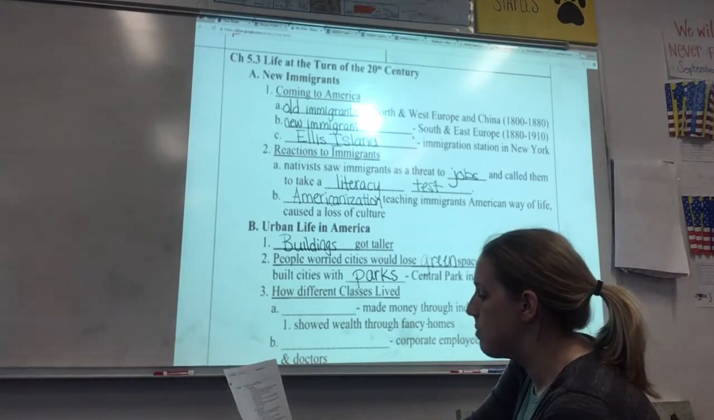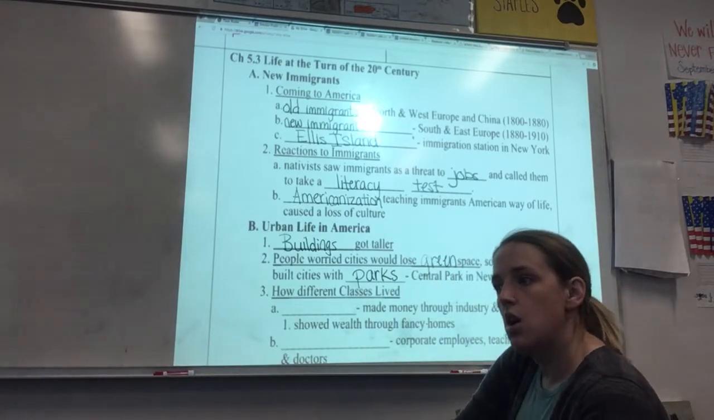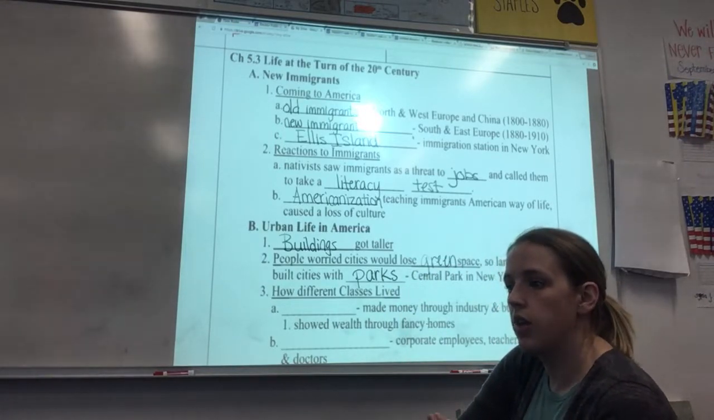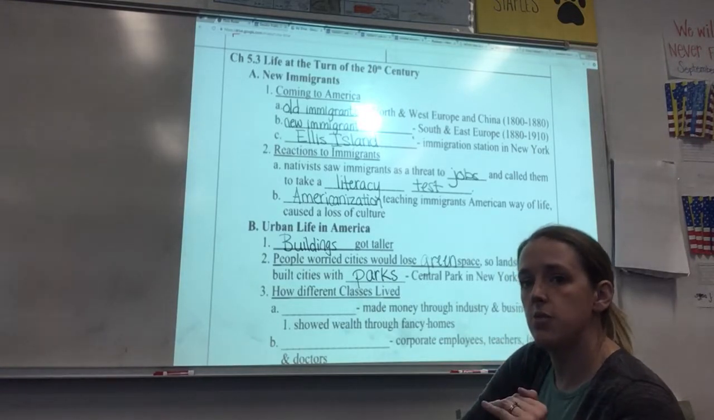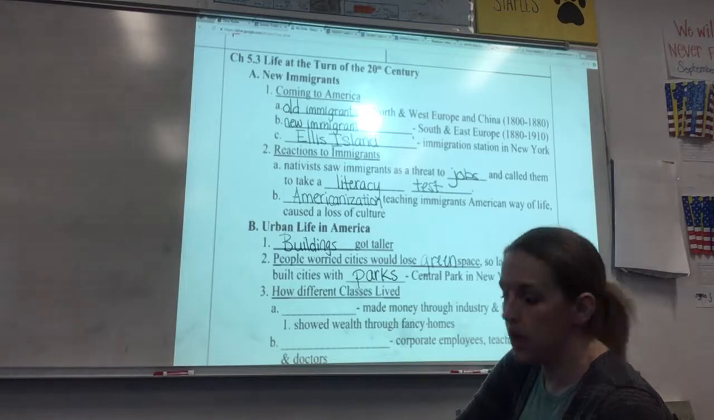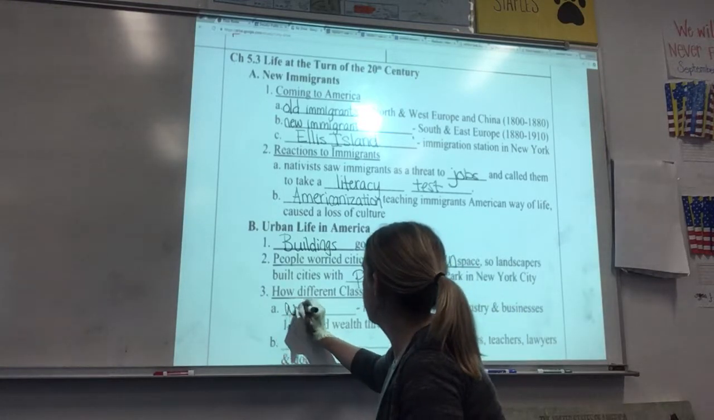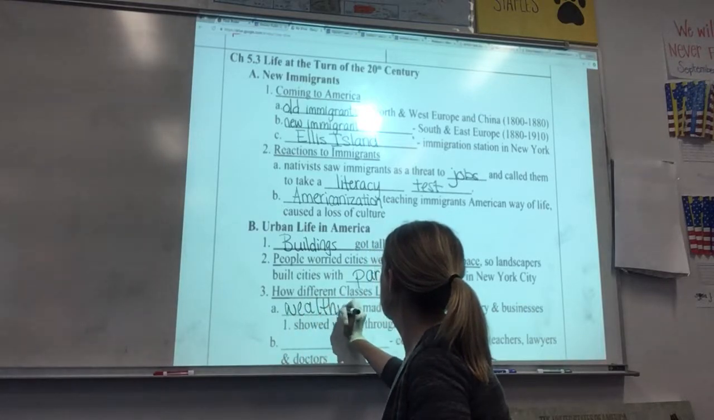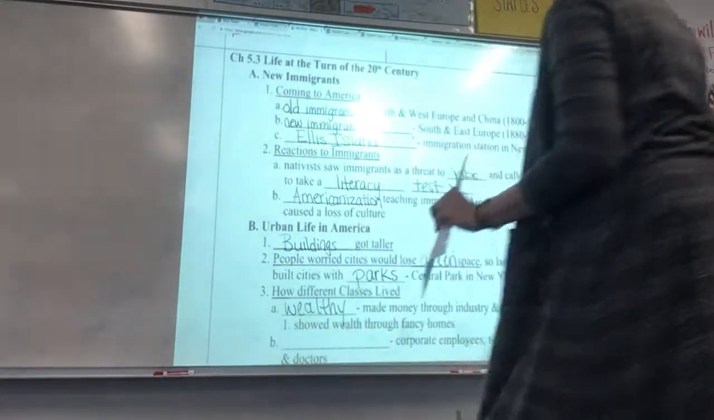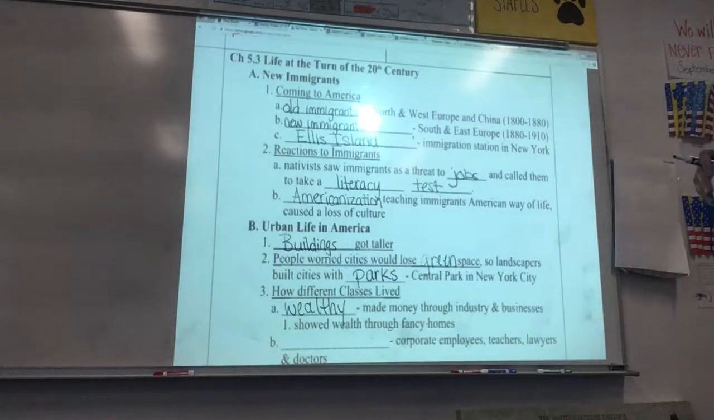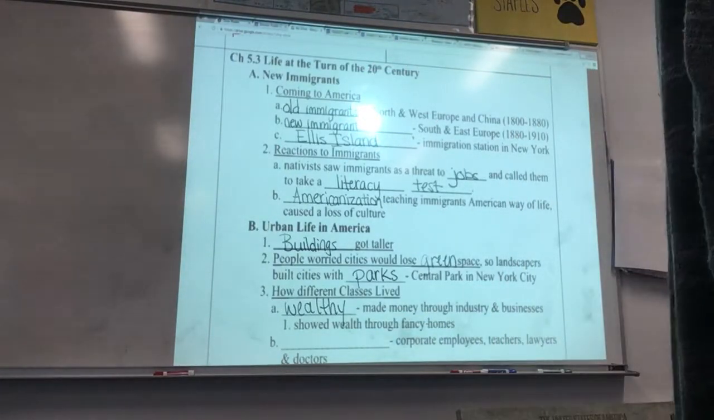In addition to the green spaces, there were different classes of people as far as their money went. When you see classes, generally it has something to do with how much money they make. So the first group was the wealthy group. And these groups made money through industry and businesses, and they showed off their money by having really fancy houses.